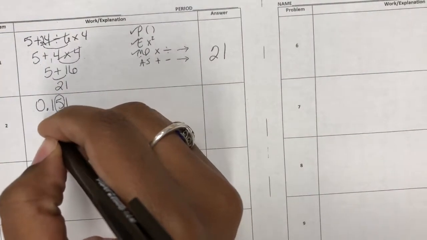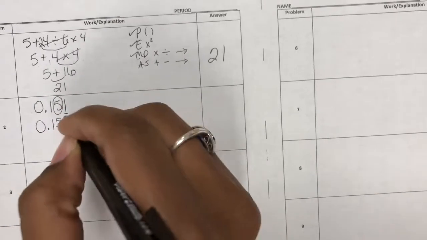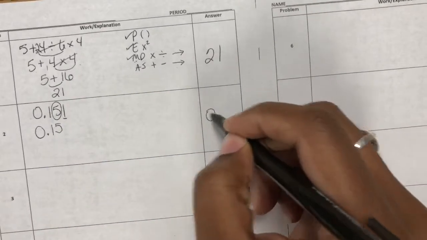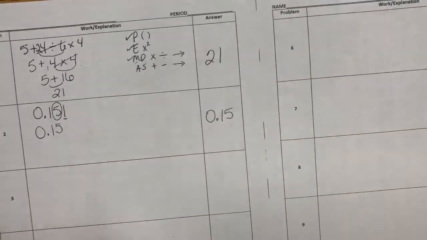I'm going to keep all the numbers that are in front, and then whatever is behind, I'm going to drop. And so then my answer becomes 15 hundredths. All right, number 3.